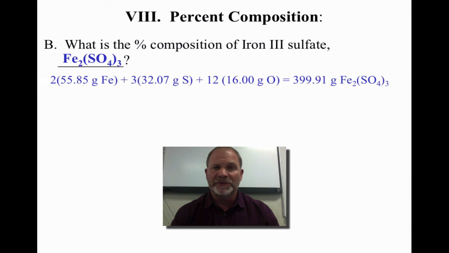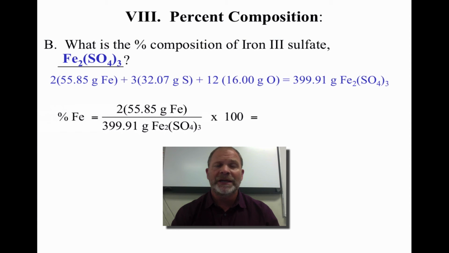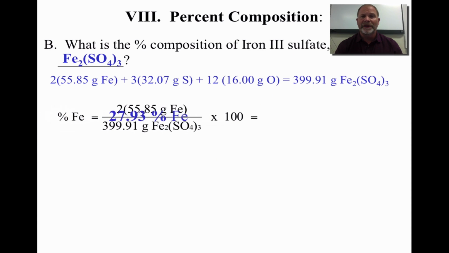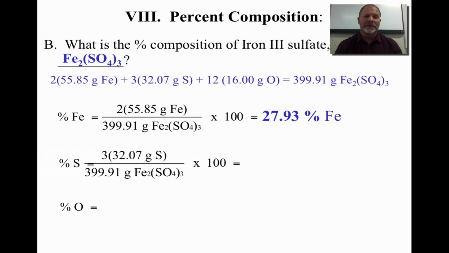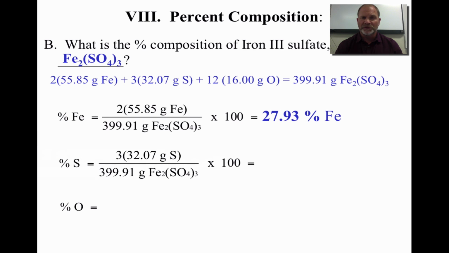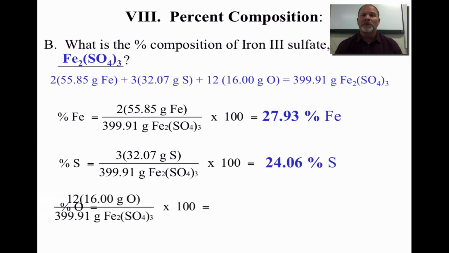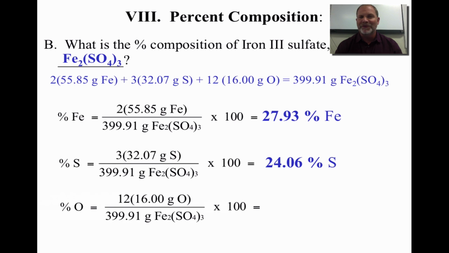So to find out their percent, or the percent composition, take the mass of my 2 irons divided by the class total. I take the mass of my 3 sulfurs divided by the class total, and I take the mass of my 12 oxygens divided by the class total as well. And once again, they add up to 100% of this compound.